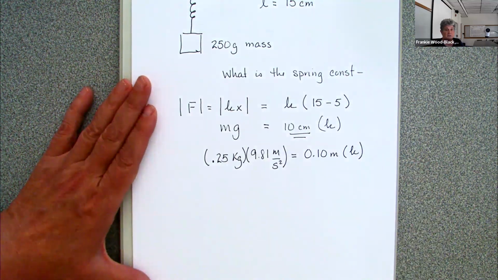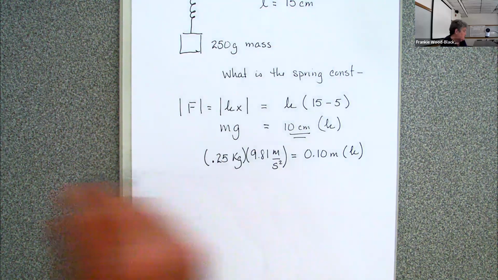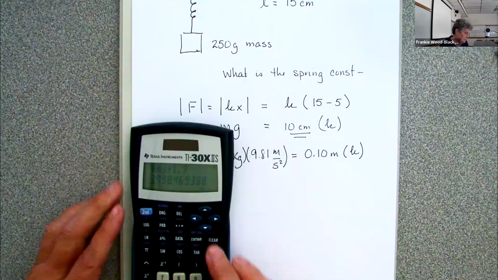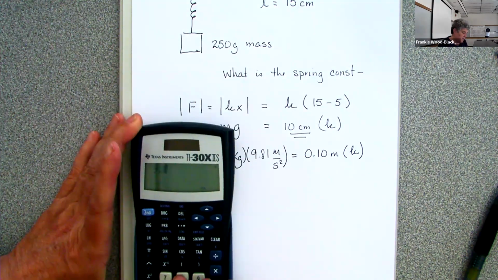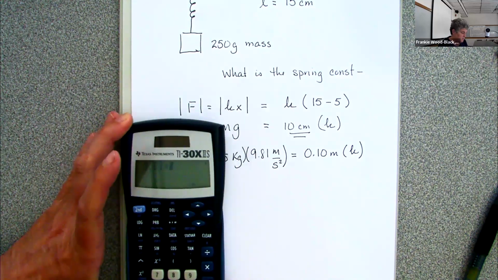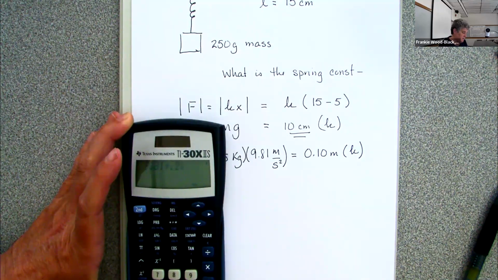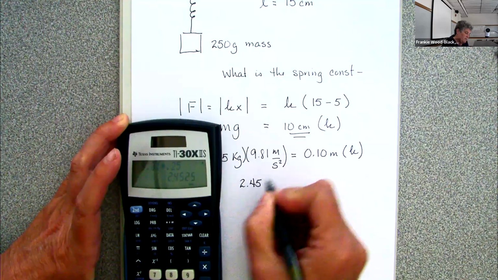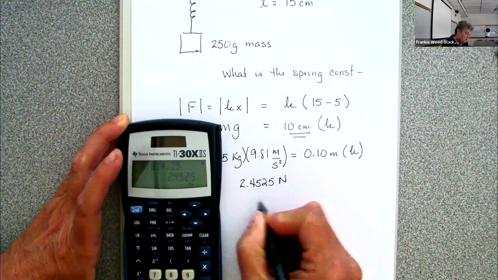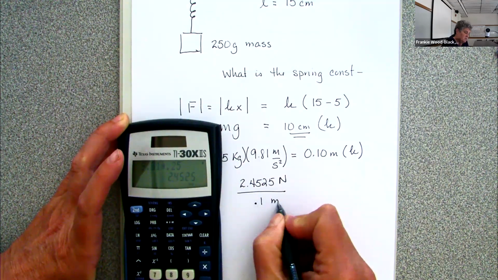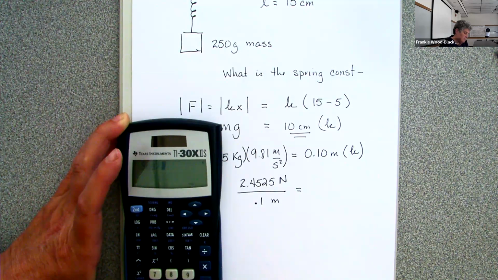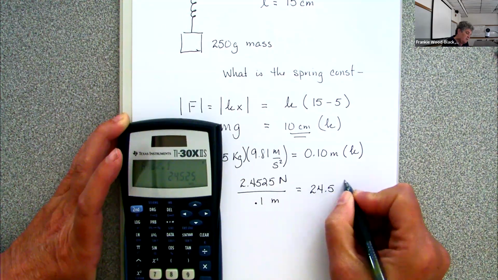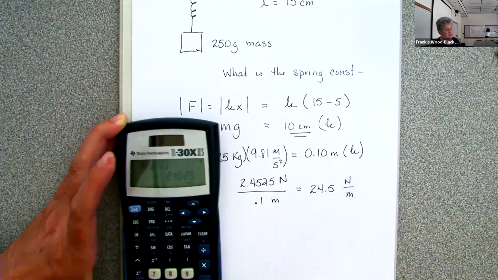Then I have my spring constant. That's in newtons. So I'm going to have 9.81 times 0.25 gives me 2.4525 newtons divided by 0.1 meters, and I'm going to get 24.5 newtons per meter for my spring constant.